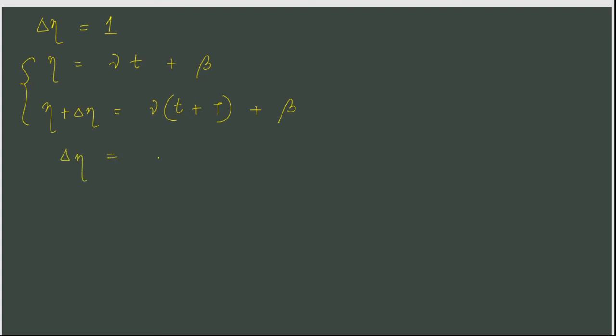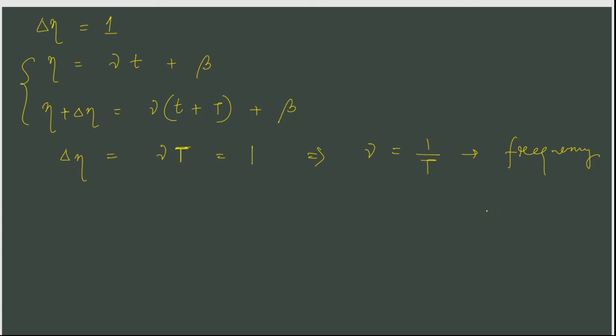Now let us look at the two facts. Over a period, the change of eta is 1. And eta is given by nu t and some constant. So if T is a full time period, and we define the change in eta because we are changing time by a full time period, then from these two relations it's clear that delta eta is nu times T, T being the total time period, but then delta eta for a single time period is 1, which means nu is the frequency of the motion.